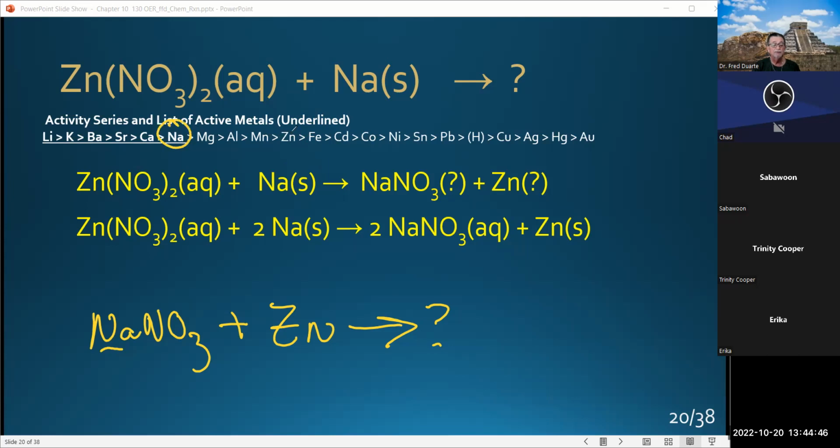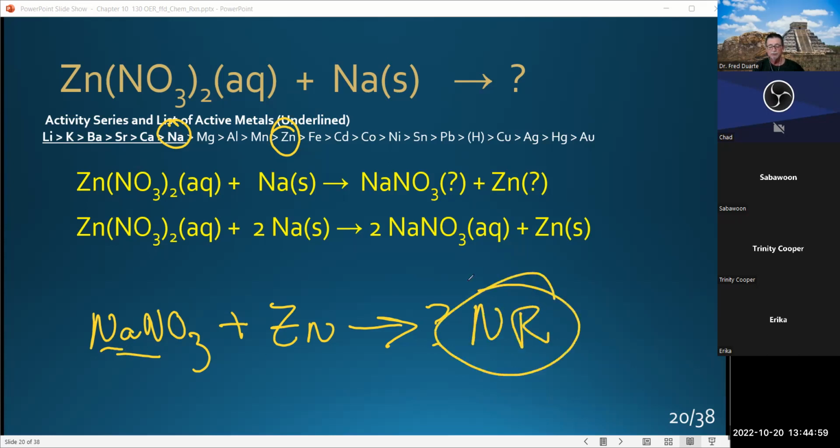Sodium is more reactive than zinc, okay? Then second question, is the most reactive metal in ionic form? And the answer is yes, it's in the form of sodium nitrate. So what we get here is no reaction, okay? Because sodium is already in the most stable state relative to zinc. Zinc is happy there as the element, okay? So we get no reaction. So this is simply the reverse reaction. We get no reaction, okay?